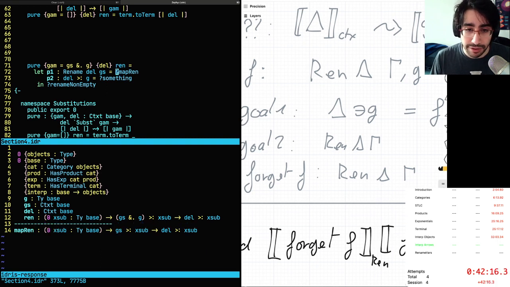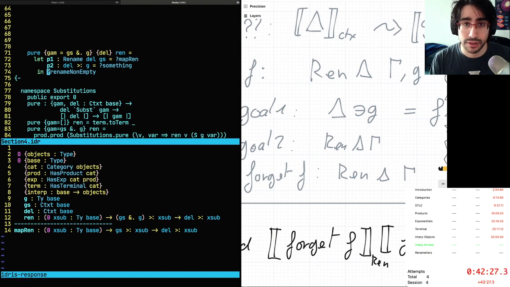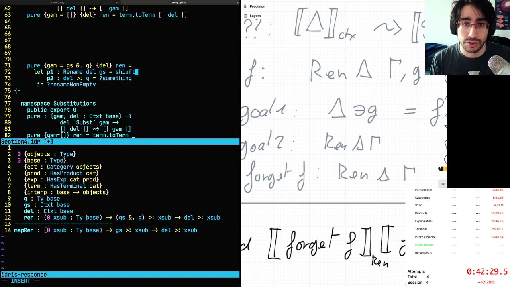So here, if I get the type of this, we do have the clear relationship where you have gamma and G goes to delta, and here we want to chop off the G from this. So this is shift of renaming. All right, and we compile this, and it's happy.